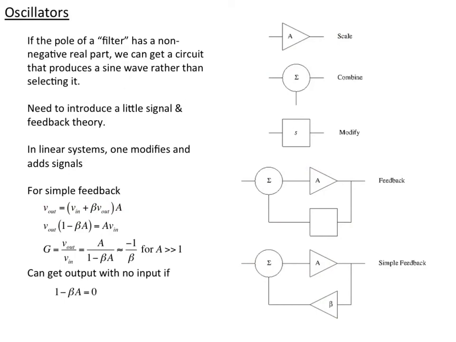Now, we often will have A very large, in which case the gain is minus 1 over beta. But if A is not large, I can get an infinite gain if beta A equals 1. And what that really means, an infinite gain means even with 0 input, I can get an output. And that's what I want to create an oscillator, which is, after all, putting out a given frequency even though we don't have any input.